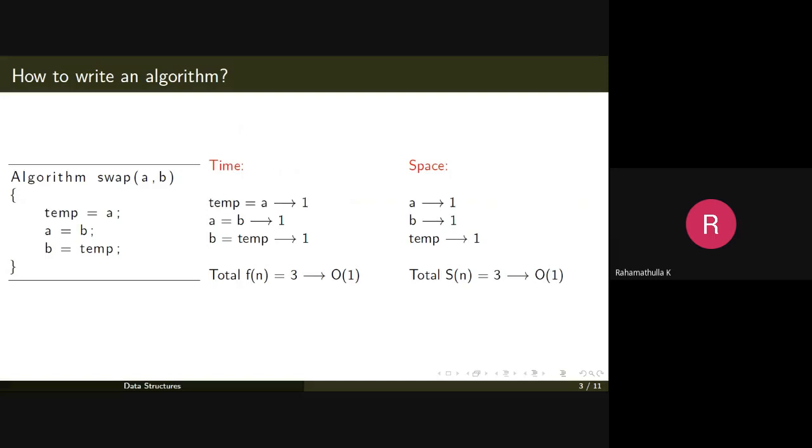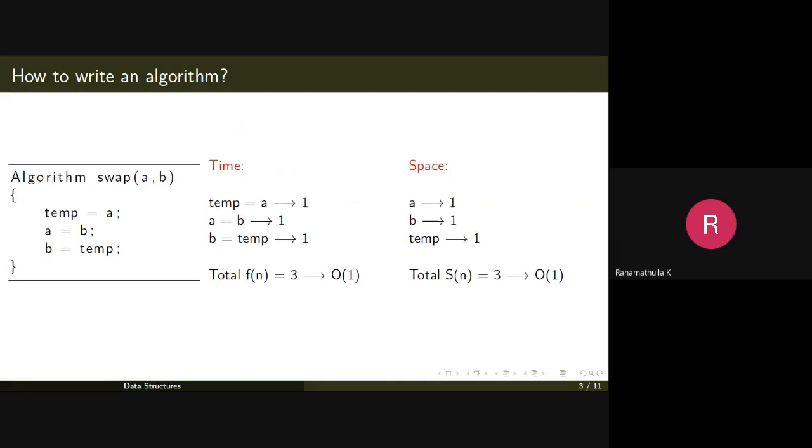A requires, let's say, 1 unit of space, B requires 1 unit of space, and temp requires 1 unit of space. So the total space requirement by the algorithm is also 3. Once again, it is order of one. We write it as order of one for constant time.